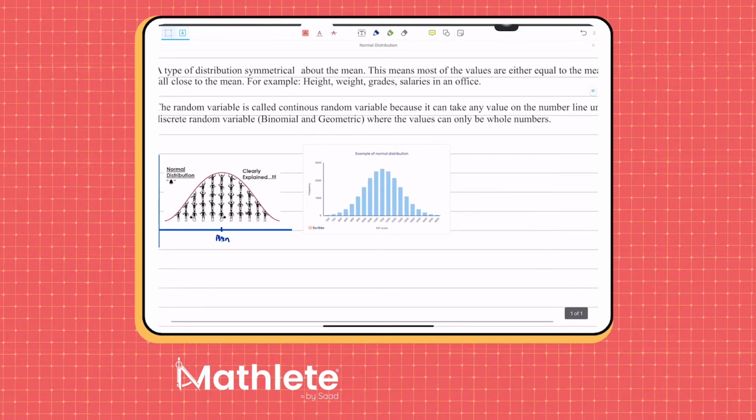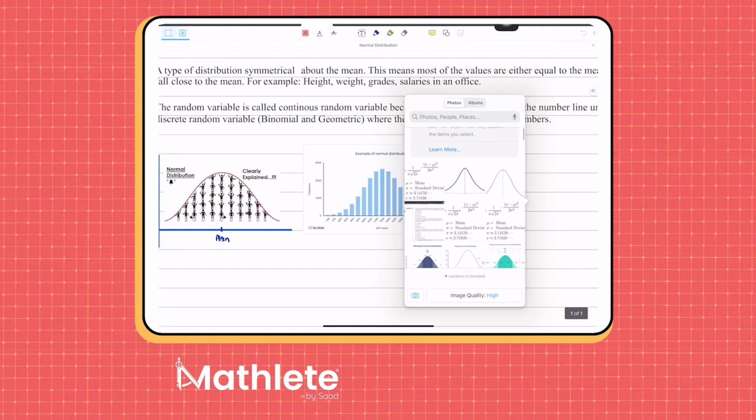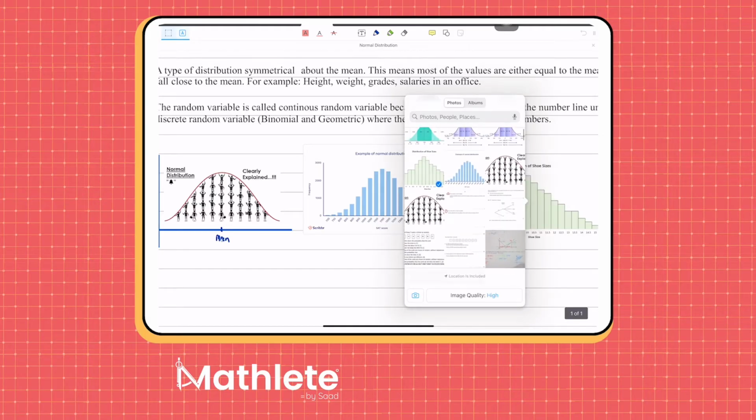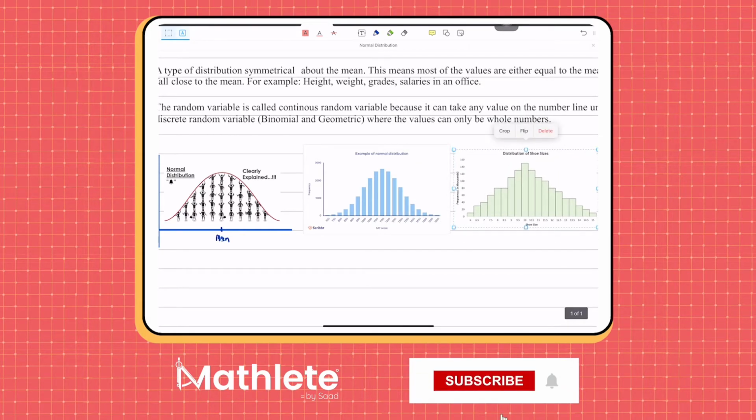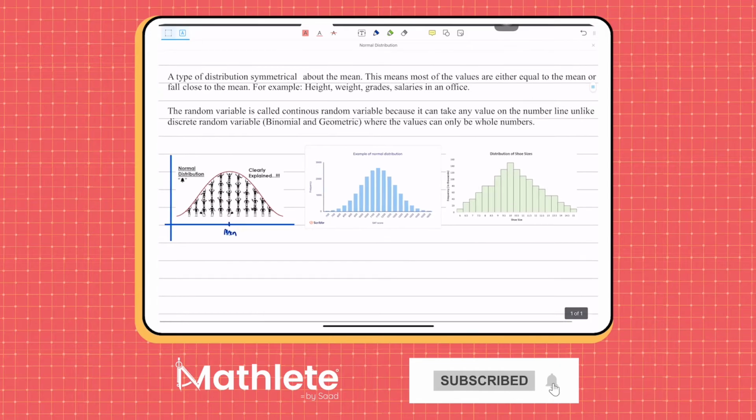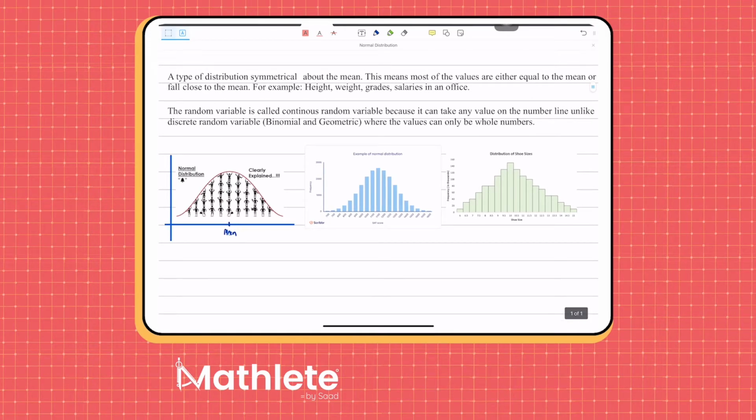And just like that, let's say we take shoe sizes. Not everybody has exceptionally small feet, and at the same time, not everybody has exceptionally large feet. The majority of the data is somewhere around the mean. The mean, remember, is at the center. So the majority of the shoe sizes are either equal to the mean or close to the mean.